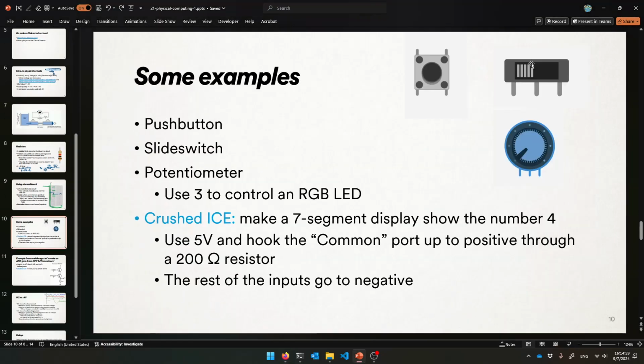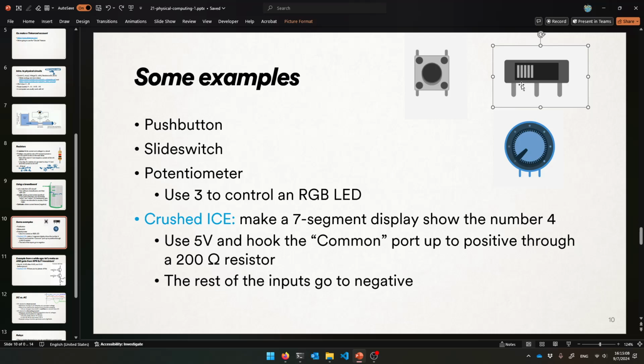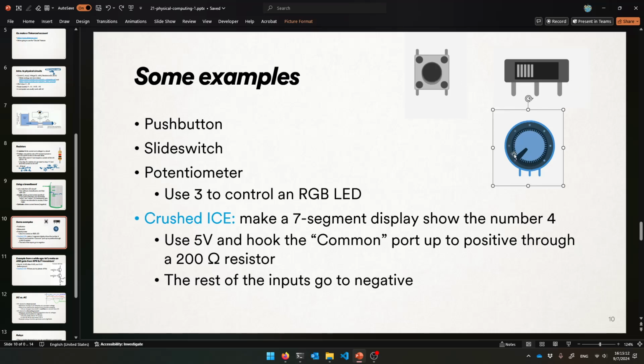Here are some more cool examples. We have a few pieces. This is called a push button. This is a slide switch, which you can flip on and off. The button you can just press in and out. And this is called a potentiometer, which you can turn.